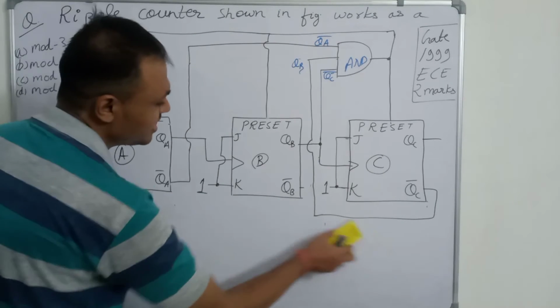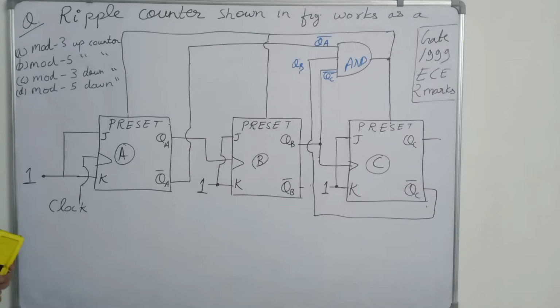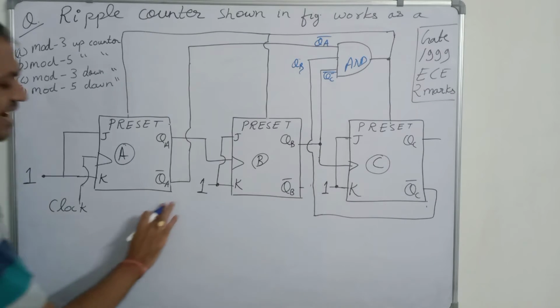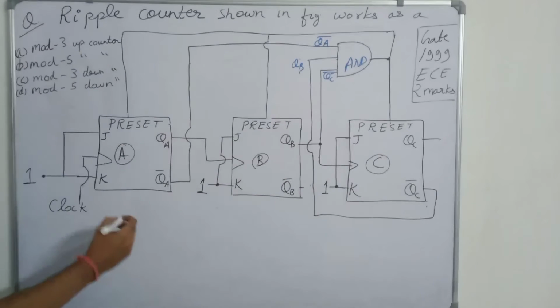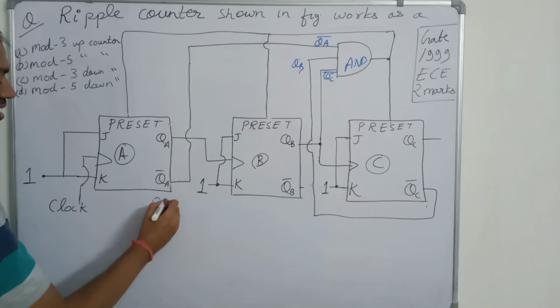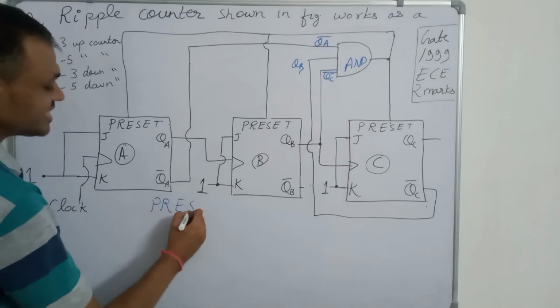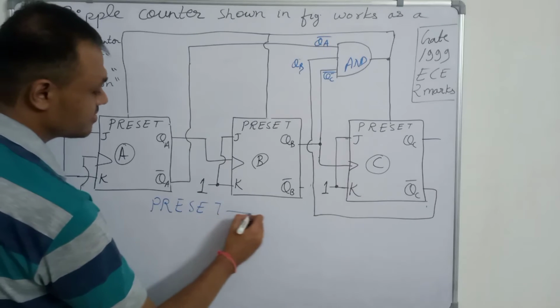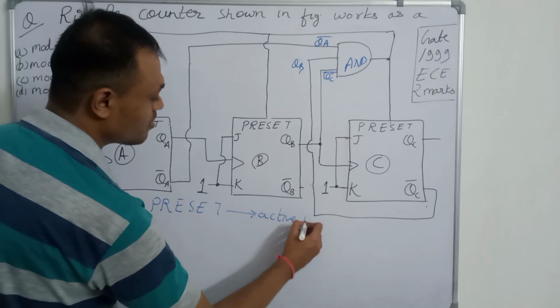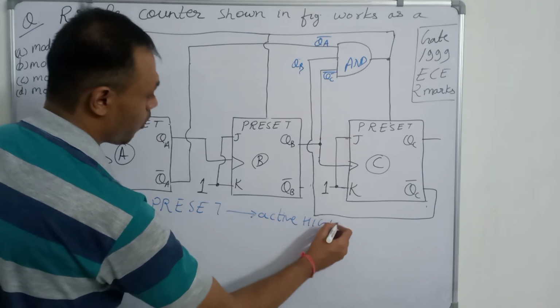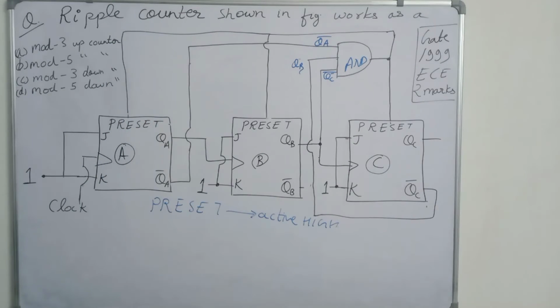Again, another important thing to note is that this preset is active high. There is no bubble here, there is no bubble here, there is no bubble here. So this preset is active high, because there is no bubble.